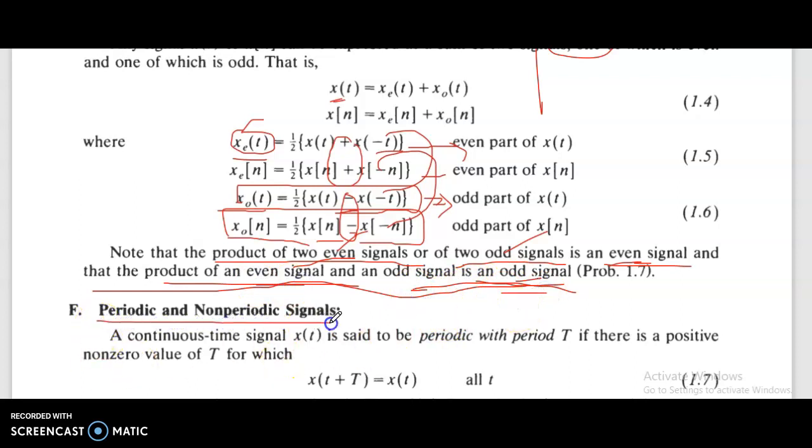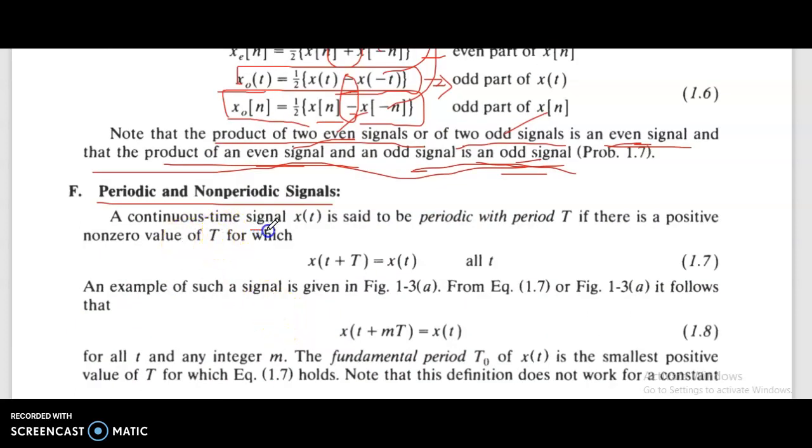Periodic and non-periodic signals. A continuous time signal x of t is said to be periodic with period T if there is a positive non-zero value of T for which x of t plus T equals x of t for all t. That is, only a positive value of T, no zero value.